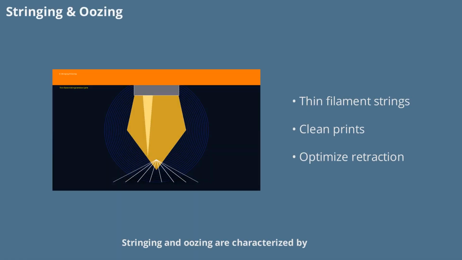Stringing and oozing are characterized by thin filament strings between printed parts, often caused by improper temperature, wet or low-quality filament, incorrect speed or retraction, and lack of maintenance. Effects include poor surface finish, weak layer bonding, print failures, and dimensional errors. Solutions are cleaning or replacing the nozzle, using dry filament, optimizing print parameters, and calibrating the printer. Addressing stringing and oozing helps achieve clean, detailed prints without unwanted artifacts.